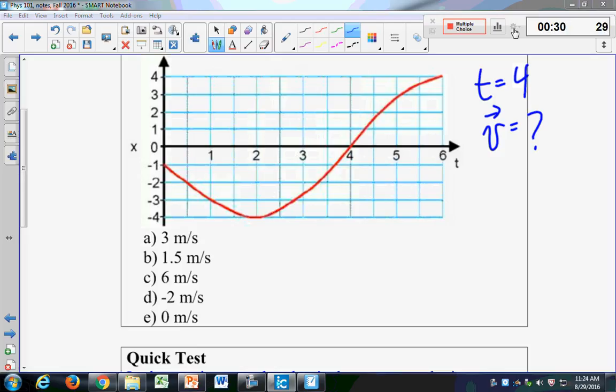Y'all see it okay in the back? Not sure, ask your neighbor what they put.